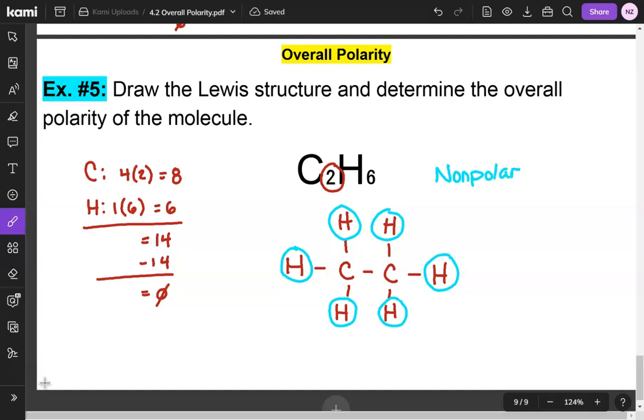All right, so those are a couple of examples, and we went through some definitions, and that is how you determine overall polarity.